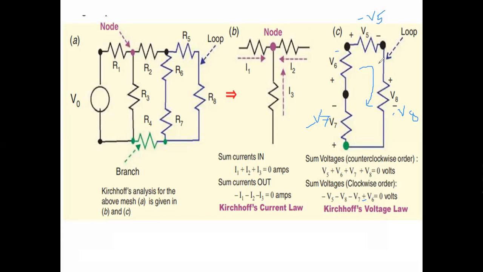Suppose we have to move in the anti-clockwise direction, then this becomes a potential rise. Previously it was a potential drop, now it is a potential rise. So that is plus V5, plus V6, plus V7, plus V8. Like this we can write the voltage drops.